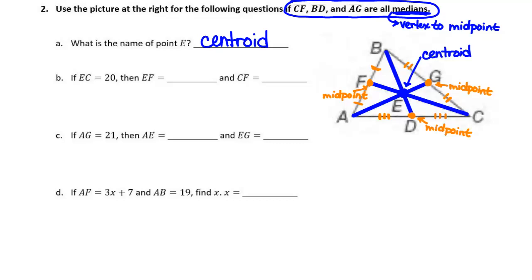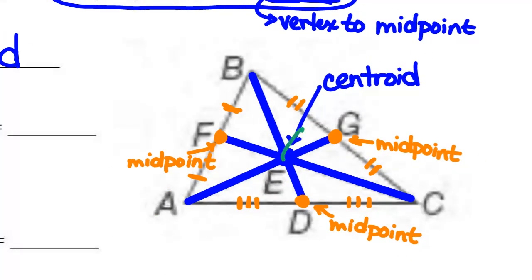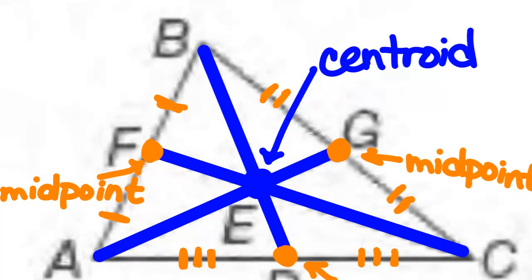When I have the 3 medians, when I have the centroid, this is where we had those special relationships between the distance of the centroid to the midpoint and the distance of the centroid to the vertex. Which one's bigger? Centroid to midpoint or centroid to vertex? Centroid to vertex is the bigger one, right? Specifically, it is twice as big as the distance from the centroid to the midpoint.